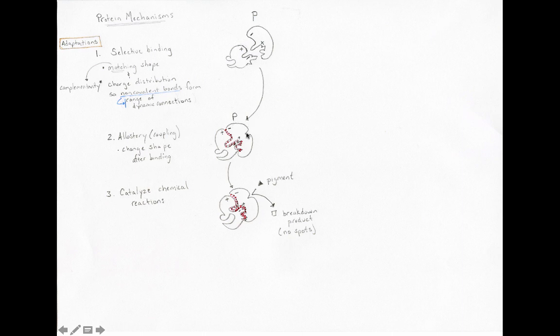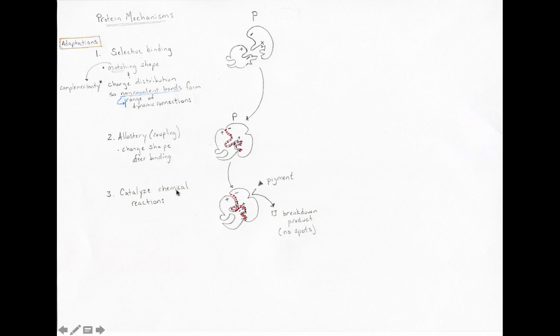So we have this change in shape, and so the binding here is now being coupled to this P protein binding to a substrate, which actually is a pigment. It absorbs certain wavelengths of light, resulting in color. And so it has complementarity, and it's binding to the surface of this protein, and then this protein is catalyzing a chemical reaction that's resulting in a breakdown product that no longer absorbs light. So it results in no pigmentation, no spots. So the three basic things proteins do: selective binding, allostery, and catalyze chemical reactions.